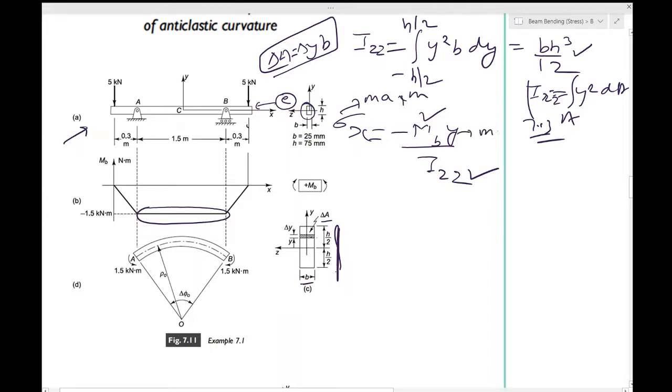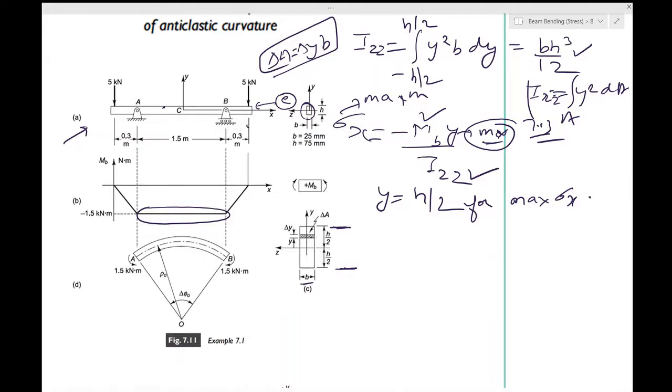Okay, and then the only thing left is for this to be maximum. So what would be the maximum value of it? It would be at the top part of it, meaning over here or over here if you take the negative sign. So y must be equal to h by 2 for maximum sigma x. Okay, so at mid span the bending stress at the top of the beam is found out to be this.